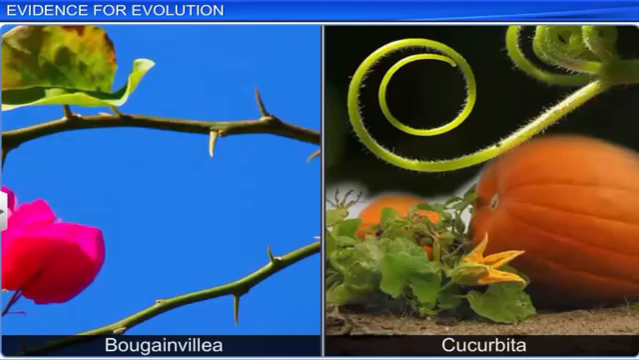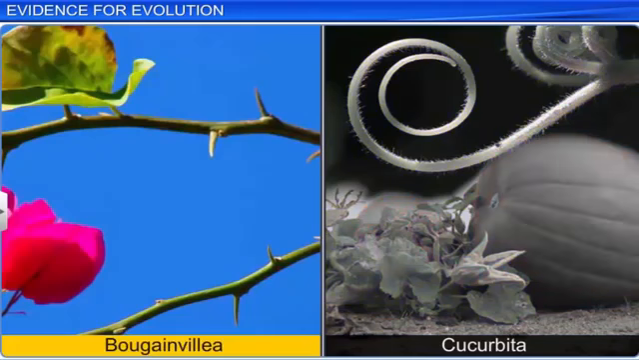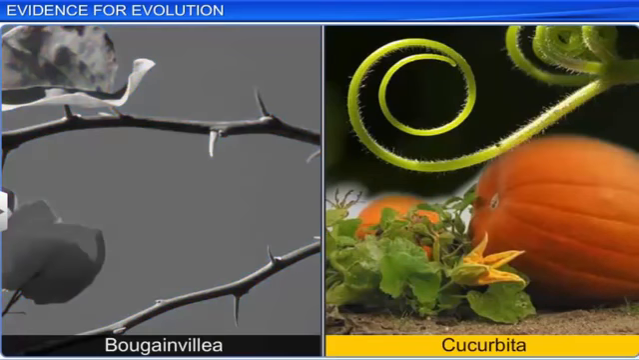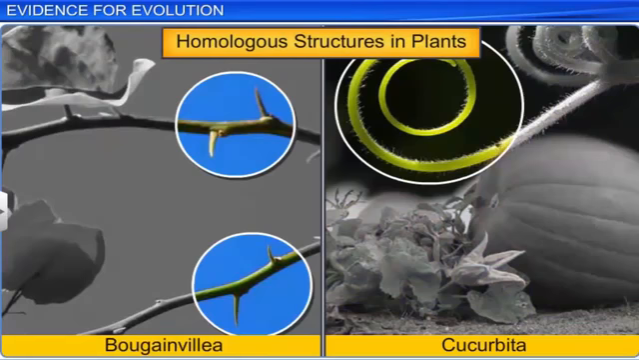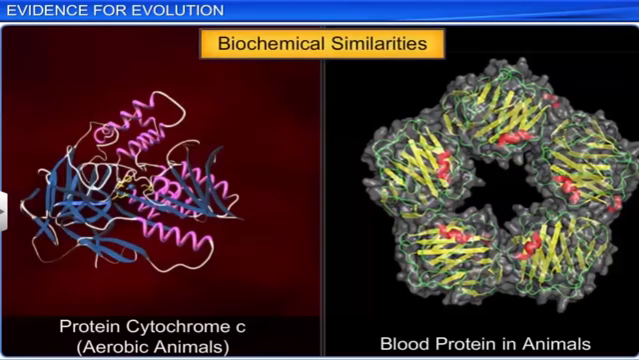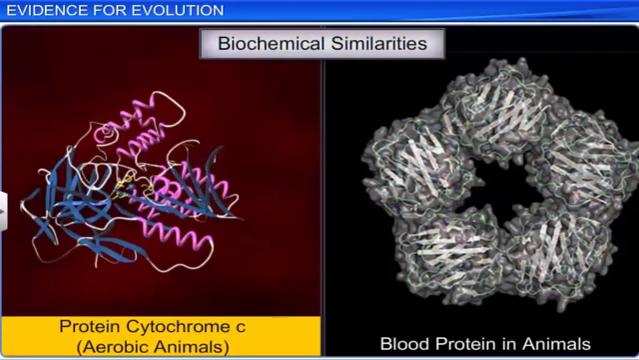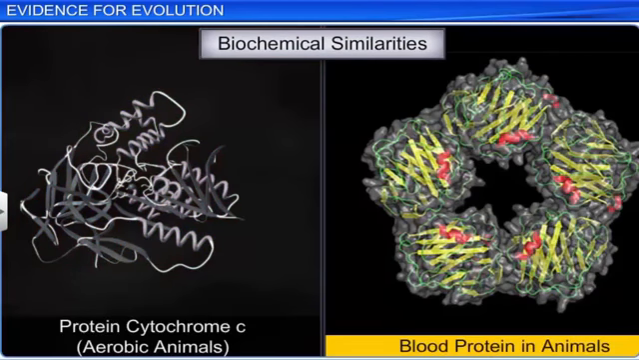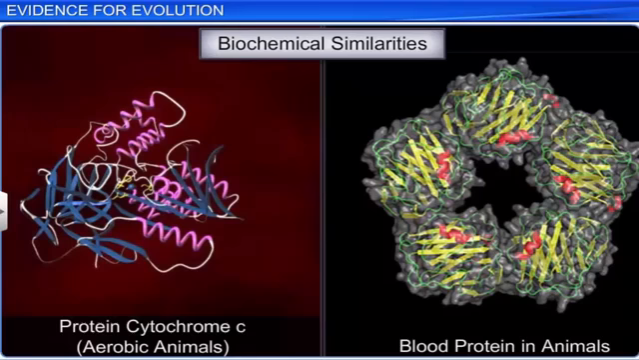Similarly, in plants, the thorns of the bougainvillea and tendrils of the cucurbita represent homologous structures and indicate common ancestry. In the same way, biochemical similarities also point to a common ancestry. For example, similarities in a protein called cytochrome C in all aerobic organisms and blood proteins in animals provide evidence that these organisms have descended from a common ancestor.